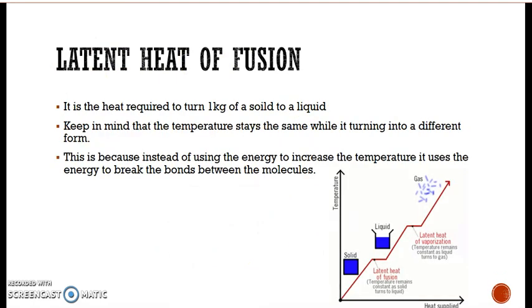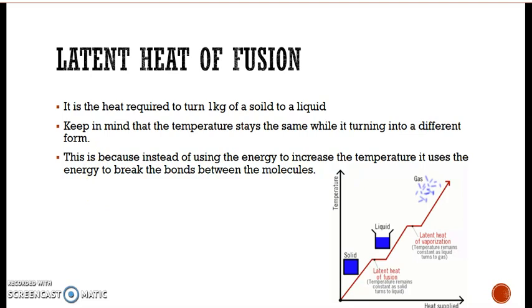Energy is measured in joules, keep that in mind. It is the heat required to turn 1 kg of solid into liquid. Fusion is from solid to liquid, just keep that in mind. Keep in mind that the temperature stays the same while turning into a different form. You see here, it keeps rising, and then it stays the same for a bit, and it rises some more. The reason that it stays the same right here is because instead of using the energy to increase the temperature, it uses the energy to break the bonds between the molecules.